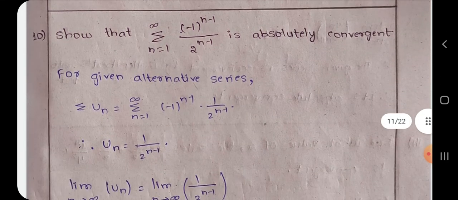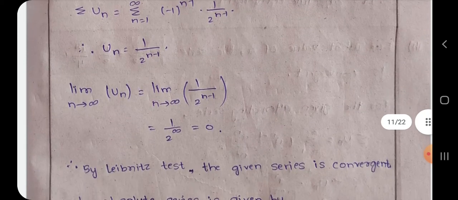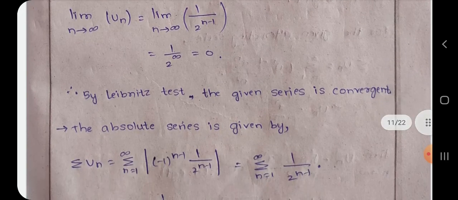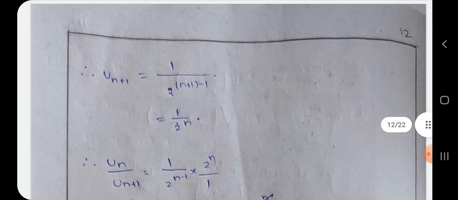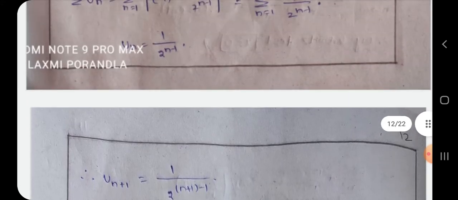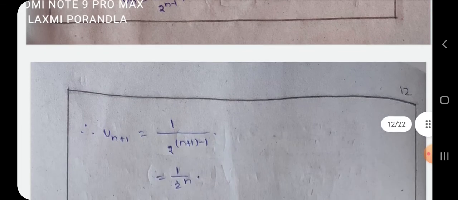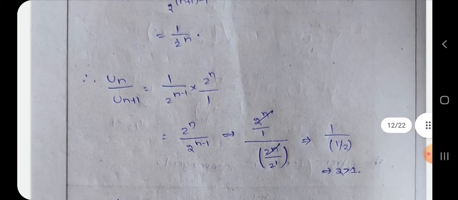Show that the given problem is absolutely convergent. It is an alternating series. First, directly check whether your given series is convergent or not. By the Leibniz test you can say that it is convergent. On applying modulus you get 1 divided by 2n minus 1. You can use any of the methods to test it. Of course, here D'Alembert's ratio test is used.